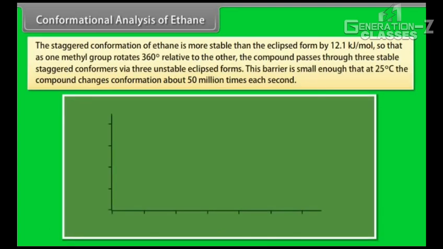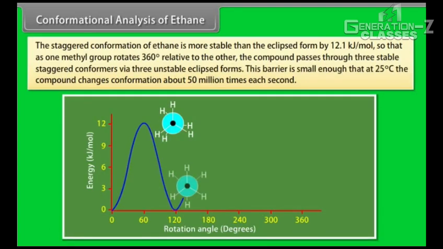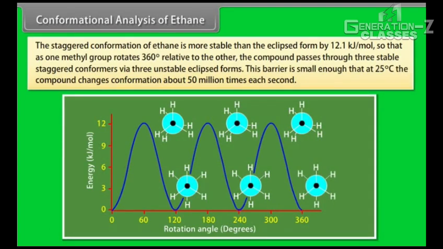The staggered conformation of ethane is more stable than the eclipsed form by 12.1 kJ per mole, so that as one methyl group rotates 360 degrees relative to the other, the compound passes through 3 stable staggered conformers via 3 unstable eclipsed forms. This barrier is small enough that at 25 degrees Celsius, the compound changes conformation about 50 million times each second.